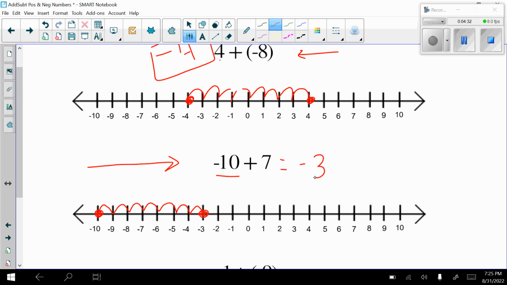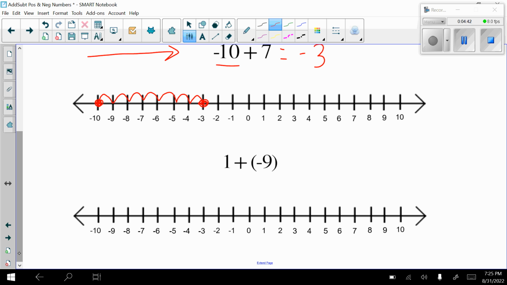Well, it's 3, but since I started at a negative number, I'm going to have a negative number as my answer. And you can always use the number line to help you. All right, one more example here.